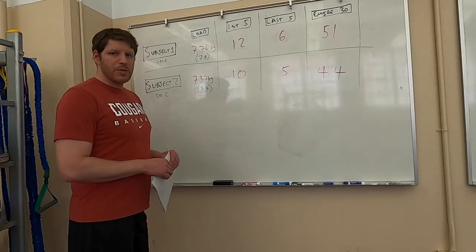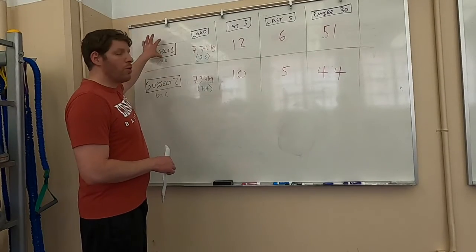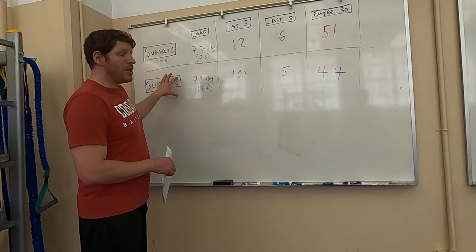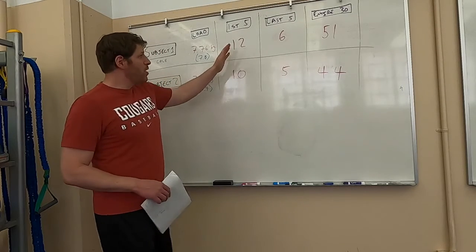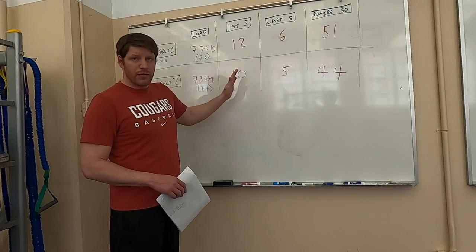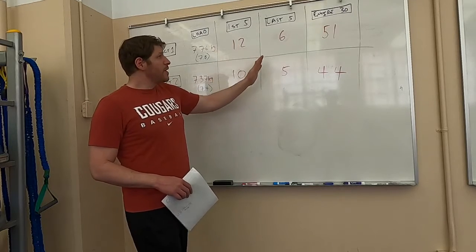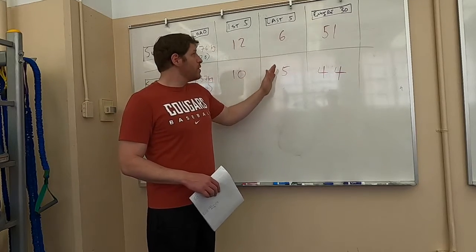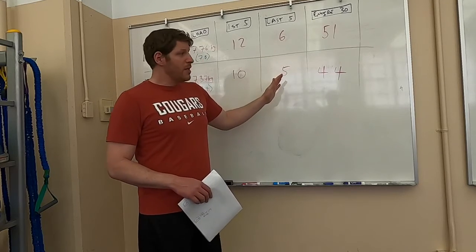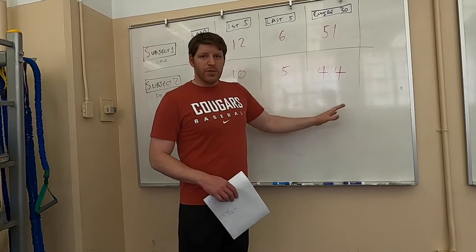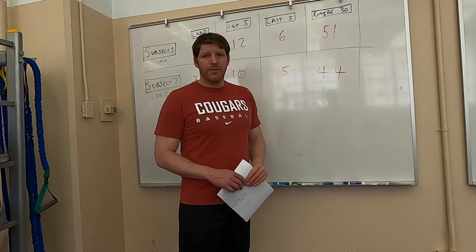So here you can see the results from our Wingate test for both Cole, who's subject 1, and for me, who's subject 2. In this column, we have revolutions for the first 5 seconds. In the second column here, we have revolutions for the last 5 seconds. And in the third column, we have revolutions for the entire 30 seconds of the test.